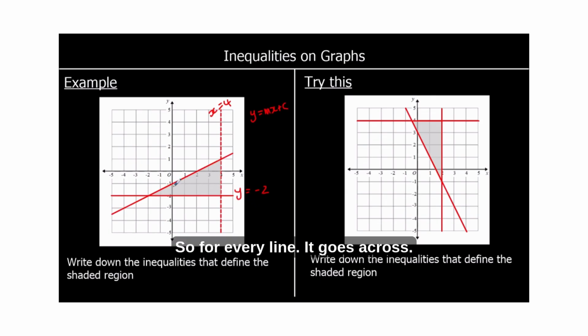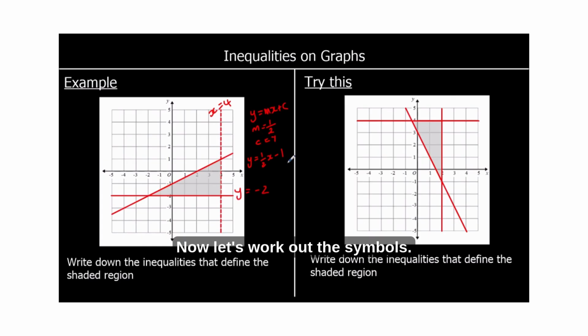So for every one it goes across, how much does it go up? That's the gradient. So this line goes across 2 up 1, across 2 up 1, which means for every one it goes across, it goes up half. So the gradient is a half. The y-intercept is -1. It crosses the y-axis at -1. So the equation of this line is y equals half x minus 1. So we've got the equations of the lines.